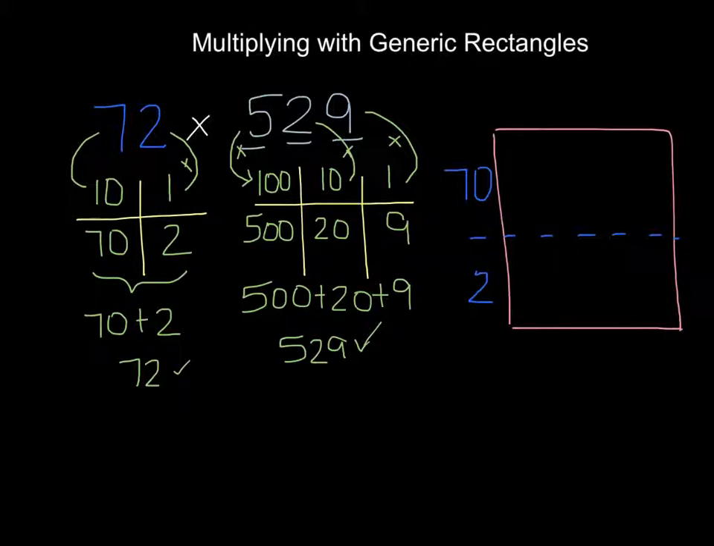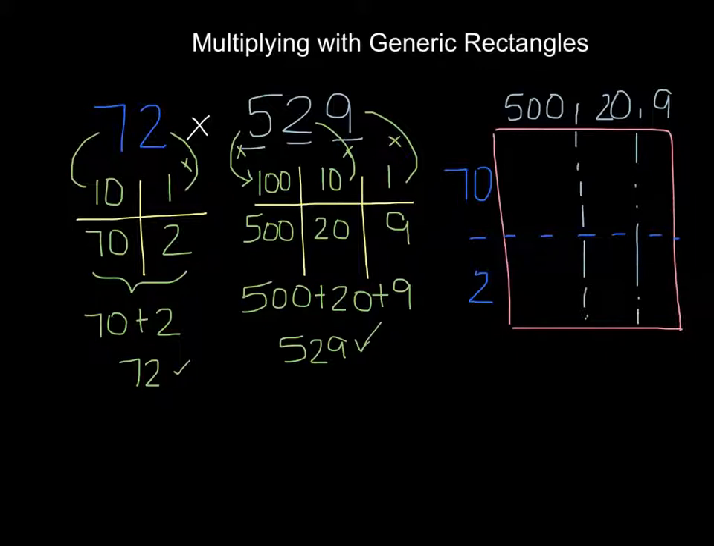Now I could have done the same thing with the 529. I could have placed it along this side. However, I've chosen to place it on the very top. Now what I've done is that I've placed the 500, the 20, and the 9, which is the decomposition of 529. And what you notice is, since I have 3 numbers, or 3 digits, I'm going to break down my larger rectangle into three more sections that look like this.